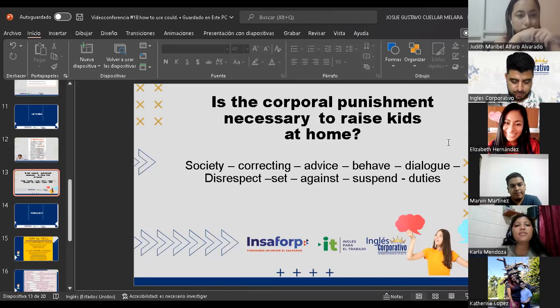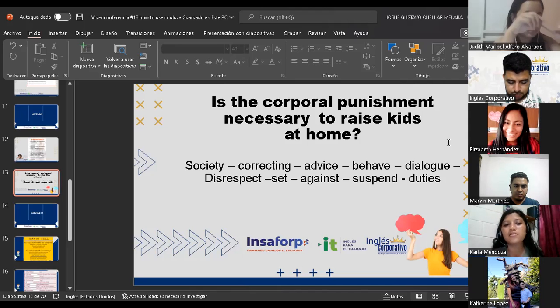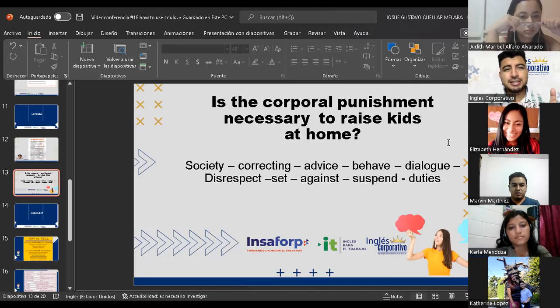Okay, I believe that sometimes it is necessary because some children are born with a temperament and character that are difficult to control only with words. But I also think that physical punishment should be the last option. Okay, you consider that this is the last resort, the last option. Okay, thank you. We go, Ellie, what about you?